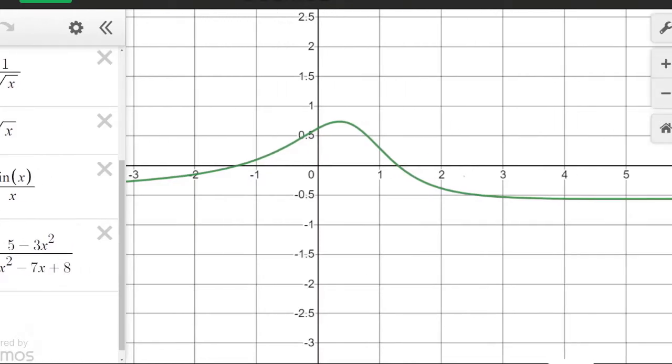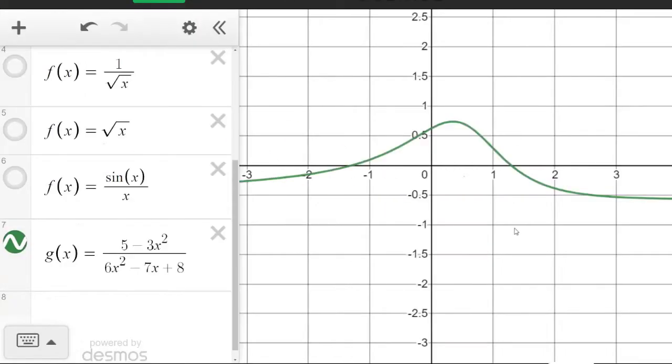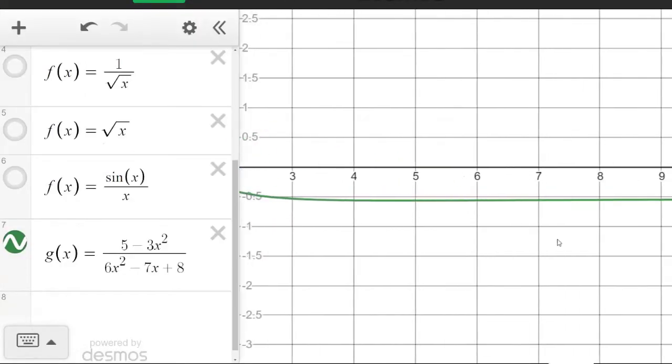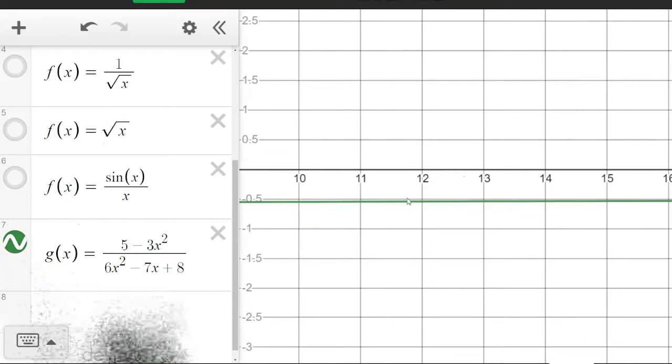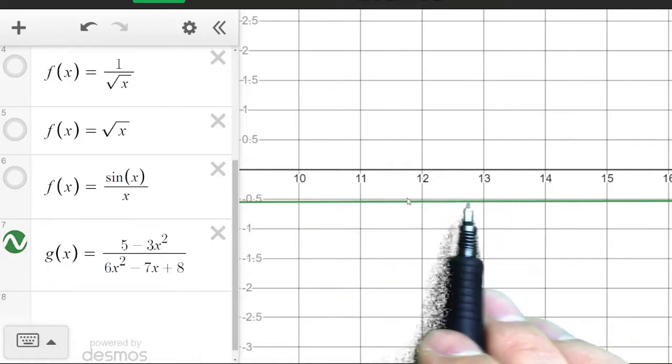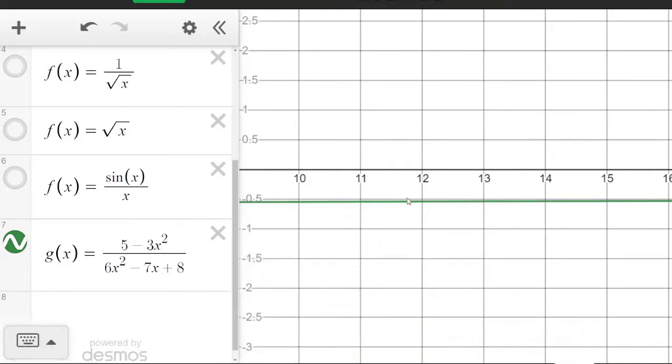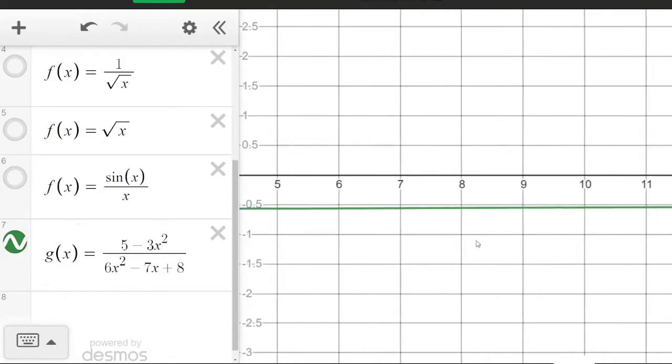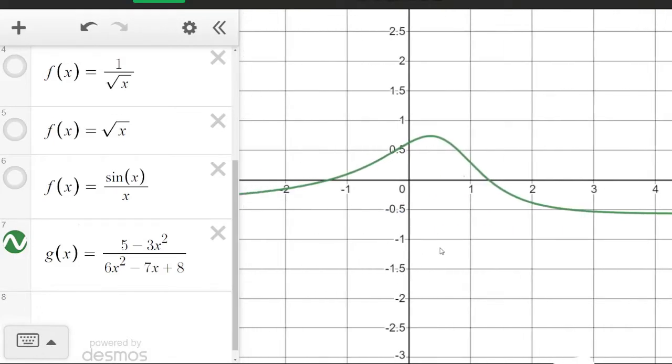If you look as x goes to positive infinity here, you can see that the graph is getting closer and closer to this value here, which is -1/2, right? So we have verified that analytically and by looking at the graph.